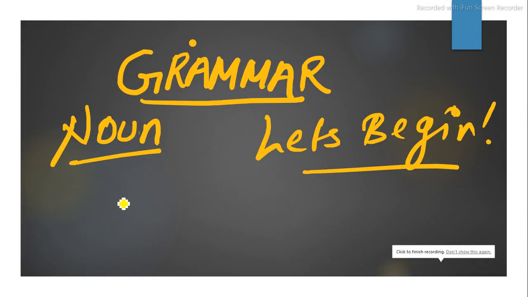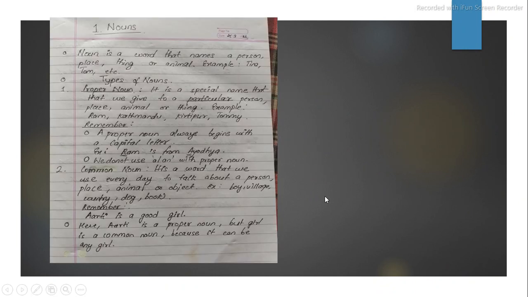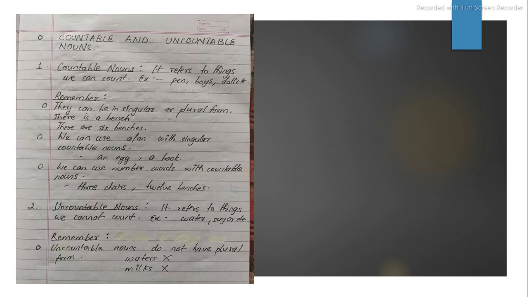Hello everyone. So yesterday we have already discussed what is noun, right? In this video, we have discussed what is noun and the different types of the noun. Now today we'll be discussing a very important topic, and this will be under the material noun, that is the countable and the uncountable noun. Okay, countable and the uncountable noun.